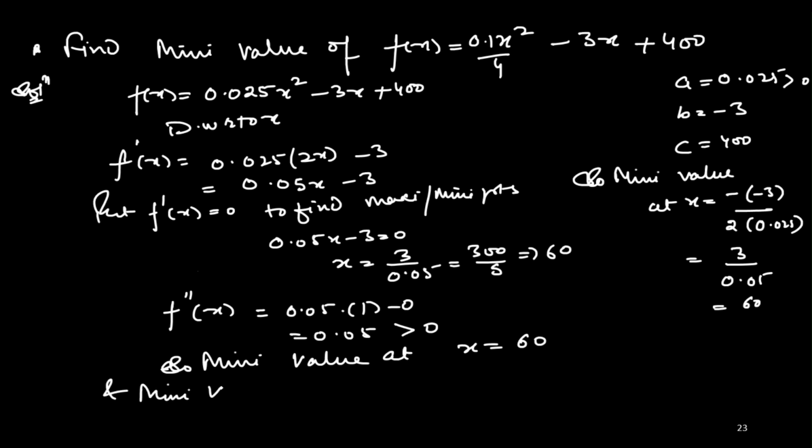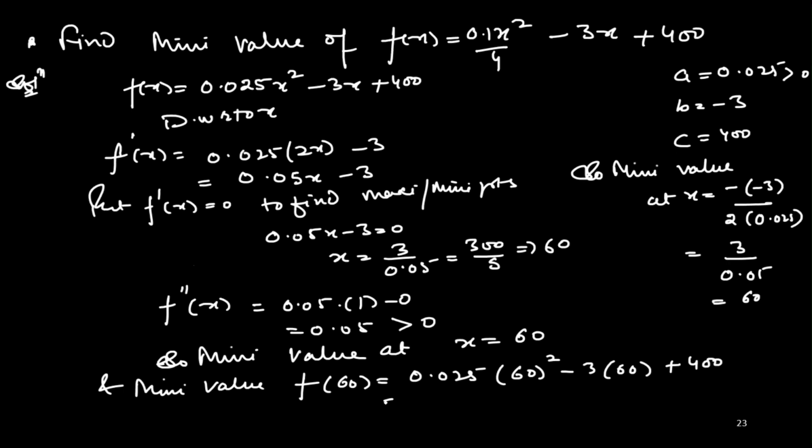What is the minimum value here? Put x equals 60 in the function. So the answer is 0.025 into 60 square minus 3 into 60 plus 400. So the answer is 90 minus 180 plus 400, which equals 310. So we can say that the minimum value of the function is 310 at x equals 60.